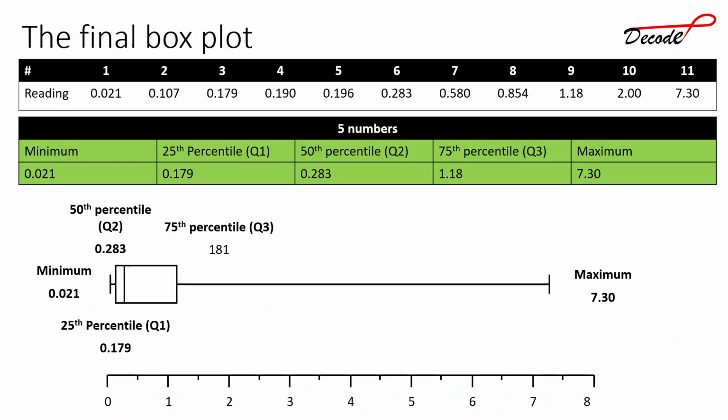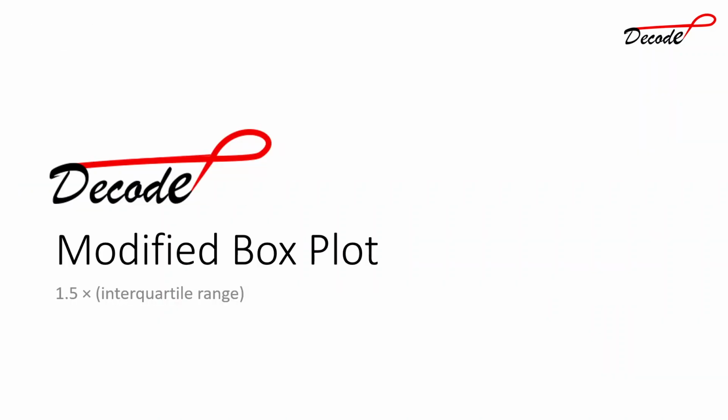The final box plot is illustrated here. The first table illustrates the numbers we were given to construct the box plot. The second table illustrates the summary, or the 5 numbers, we obtained from the given numbers. The box plot at the bottom illustrates the final result of constructing the box plot. We will see in the upcoming video how to construct the modified box plot in order to overcome some of the problems we might encounter in the box plot we have constructed just now.